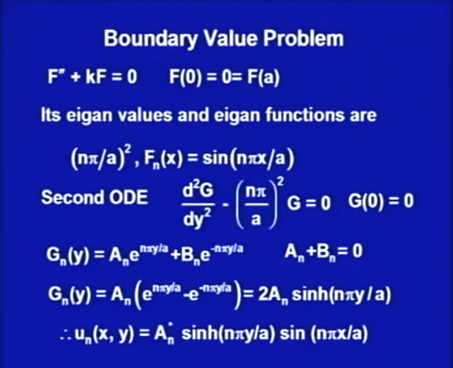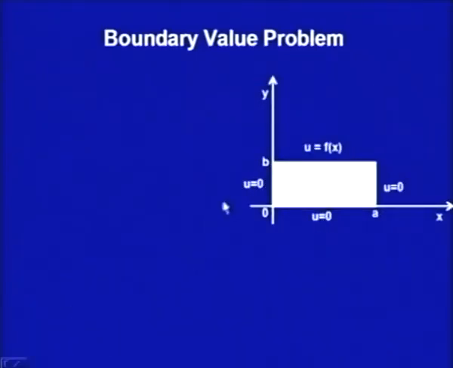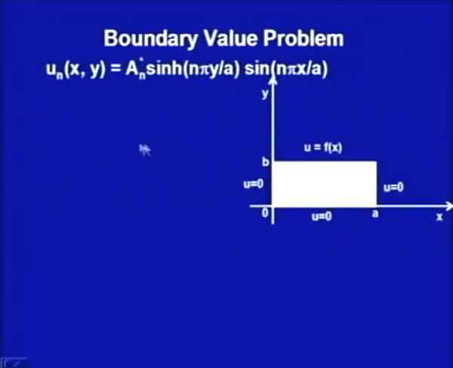So, we have seen that this solution is satisfying the boundary conditions on the three sides. The solution we have got is a_n star sinh(n pi y over a) sin(n pi x over a). This is satisfying the boundary conditions on the three sides. Now, let us see whether it would satisfy the boundary condition on the fourth side or not. Certainly, a single solution we cannot find.